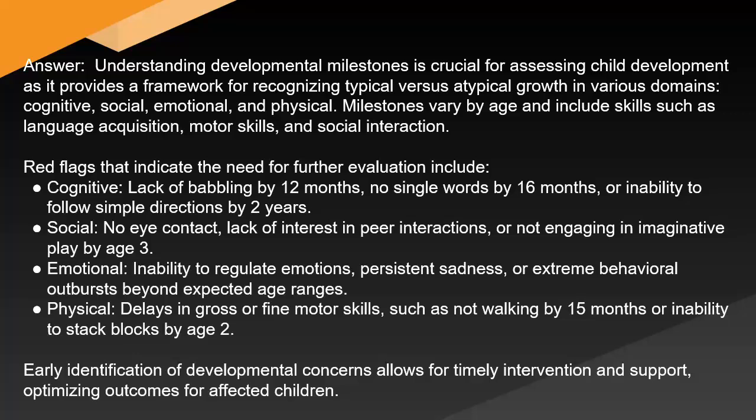interaction. Red flags that indicate the need for further evaluation include: Cognitive, lack of babbling by 12 months, no single words by 16 months, or inability to follow simple directions by 2 years. Social, no eye contact, lack of interest in peer interactions, or not engaging in imaginative play by age 3. Emotional, inability to regulate emotions, persistent sadness, or extreme behavioral outbursts beyond expected age ranges. Physical, delays in gross or fine motor skills, such as not walking by 15 months or inability to stack blocks by age 2. Early identification of developmental concerns allows for timely intervention and support, optimizing outcomes for affected children.